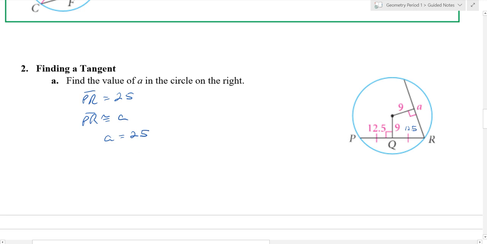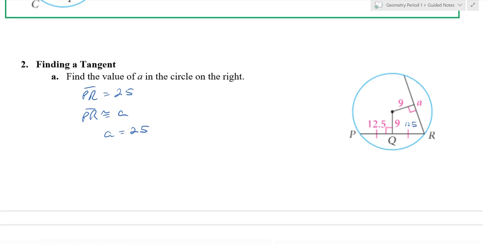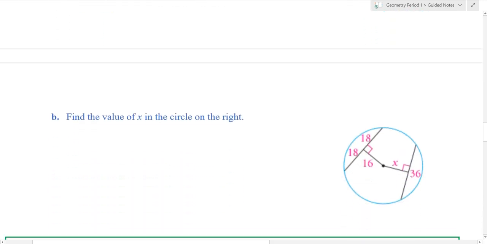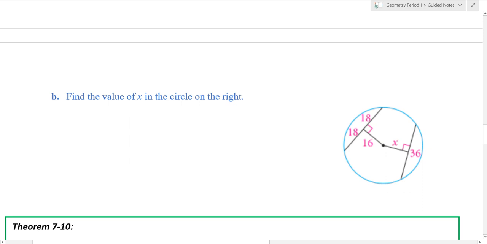All right, that's basically what the theorem stated. So since the two chords were equidistant from the center, they are also congruent. So that's where the 25 comes from. All right. Part B is yours to do. So I'm going to read it.